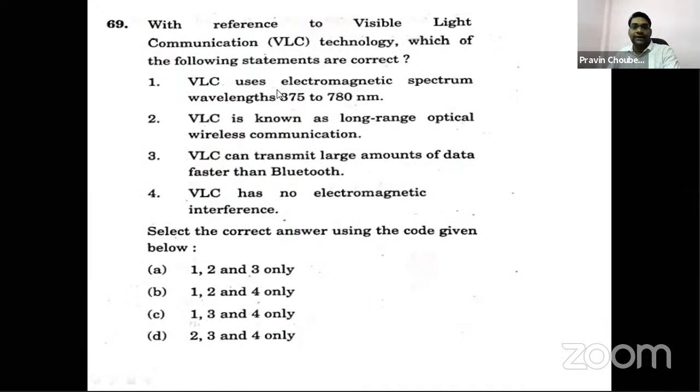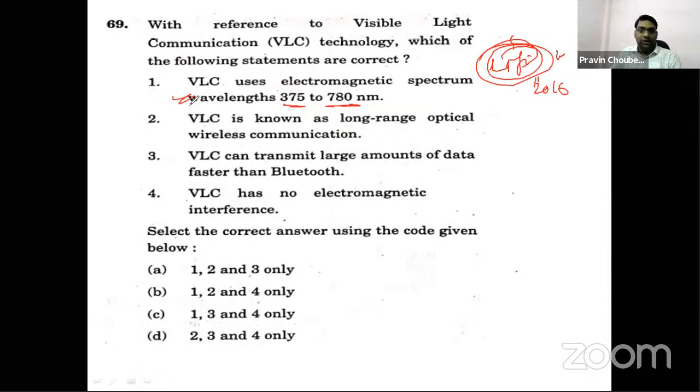This is again a VLC, meaning visible light communication technology, based on the concept called Li-Fi. Li-Fi was a question last year, in 2016 there was a question from Li-Fi. So if you study Li-Fi, Li-Fi is also based on the technique called visible light communication. And when you compare Li-Fi and Wi-Fi, Li-Fi transfers more data as compared to Wi-Fi. So when you read this statement, VLC uses electromagnetic spectrum wavelength of 375 to 780 nanometer. So this statement is correct.